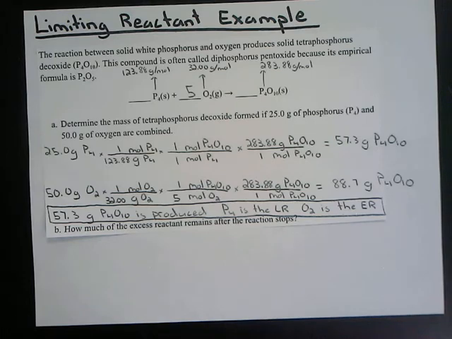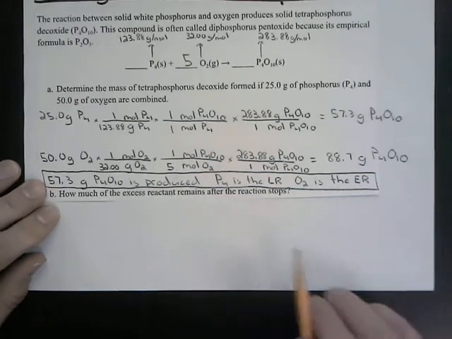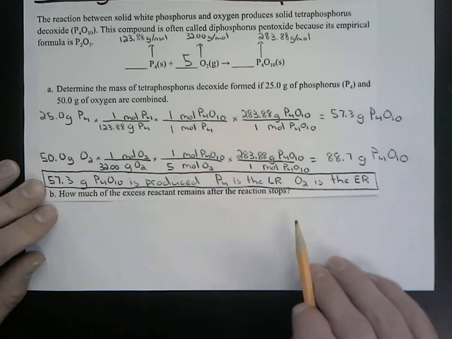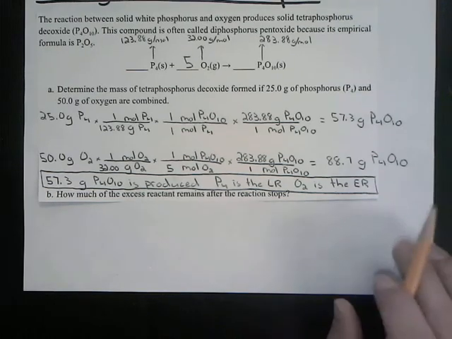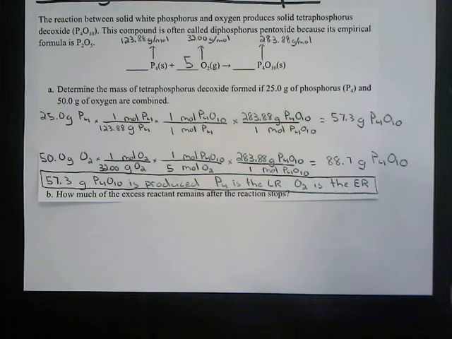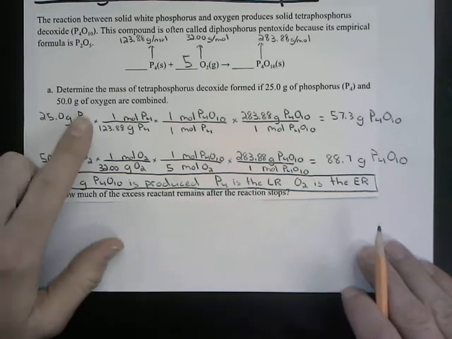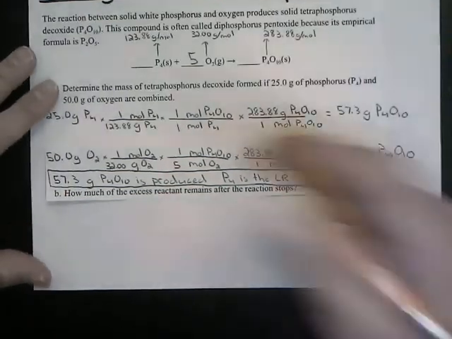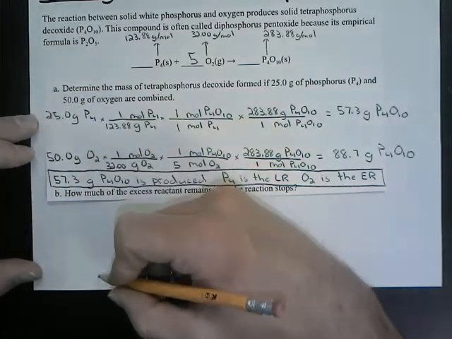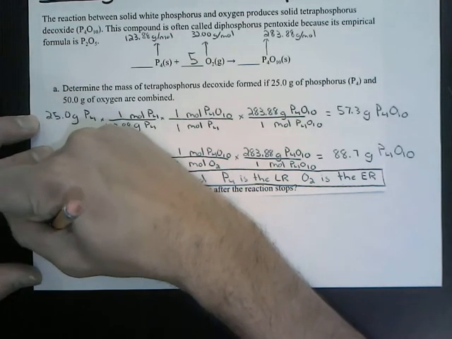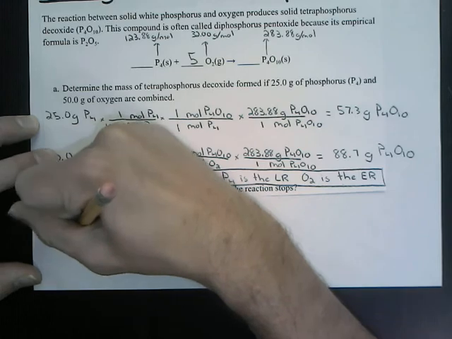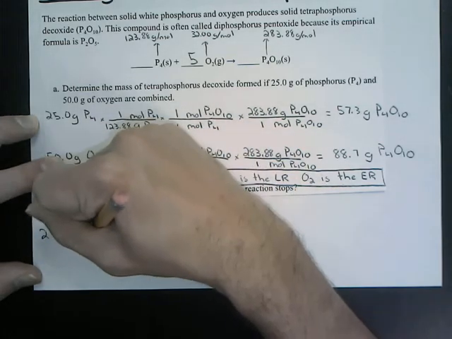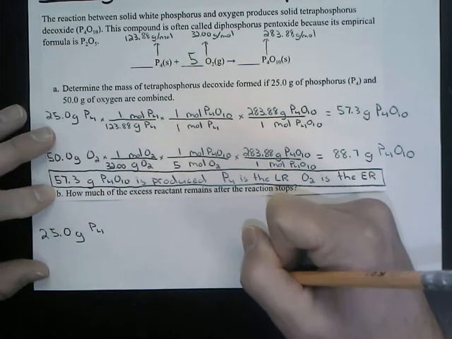Now we got to go a little bit further, and we want to know how much excess reactant remains after the reaction stops. So in our steps, we always start with the limiting reactant, which is P4. And we are going to convert 25.0 grams of P4 to grams of O2.